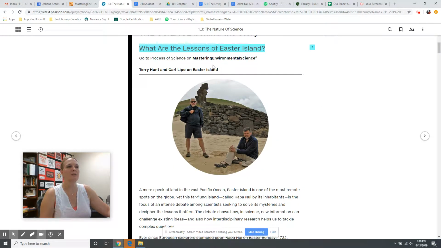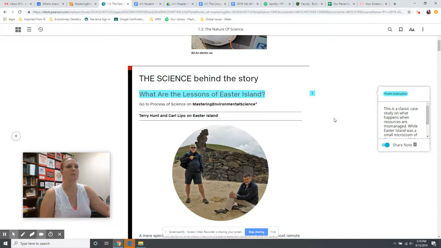And there's even a case study on Easter Island. We'll probably talk about that some in class. But Easter Island is a classic case study on when resources are mismanaged, what may happen to a population of people living in a given area when natural resources become diminished and cannot be replenished.